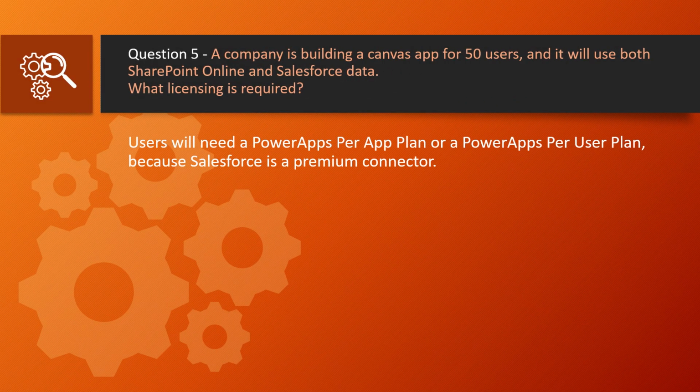A company is building a Canvas app for 50 users, and it will use both SharePoint Online and Salesforce data. Sorry. So here Salesforce data is nothing but a premium connector. So in this case you will require the Power Apps per app plan or Power Apps per user plan.